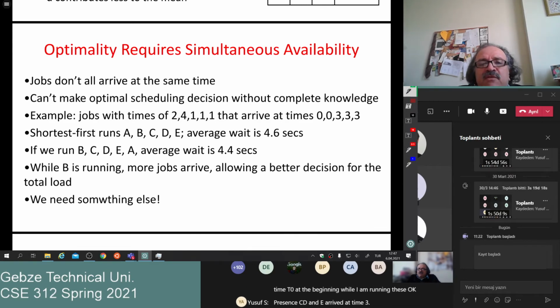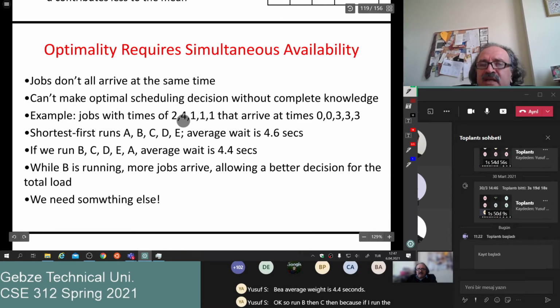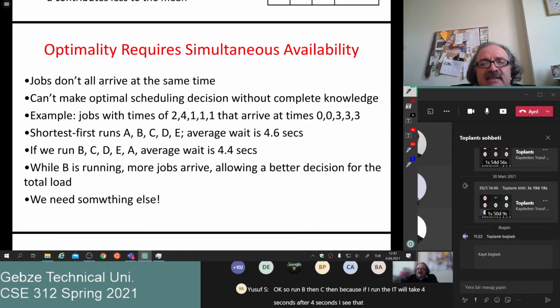So if I run B, C, D, E, A, the average wait is 4.4 seconds. So run B, then C, because if I run B, it will take 4 seconds. After 4 seconds, I see that C, D, E arrived. Now I can say that C is shorter, so I am running it. So it's going to take 4.4 seconds.